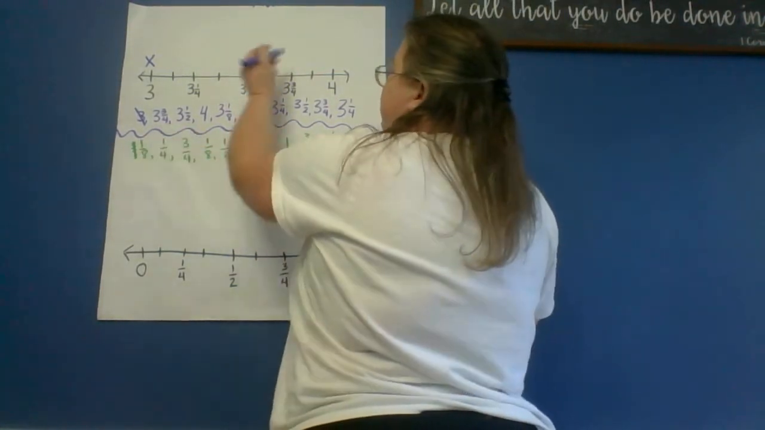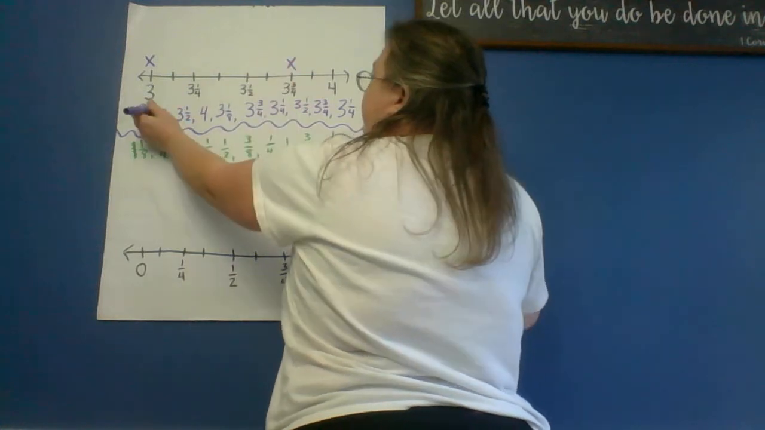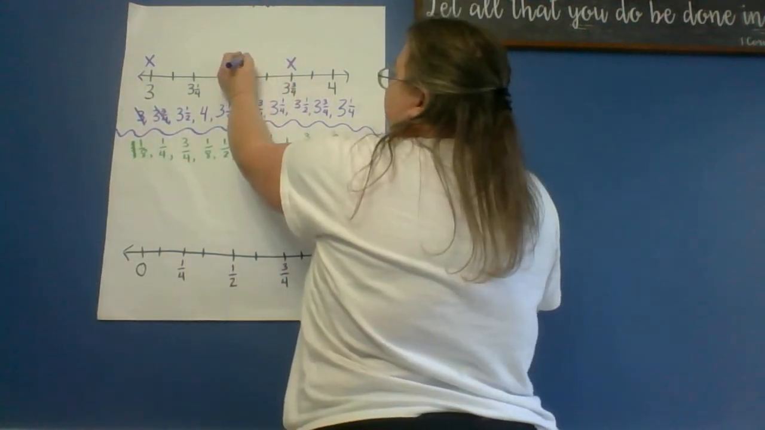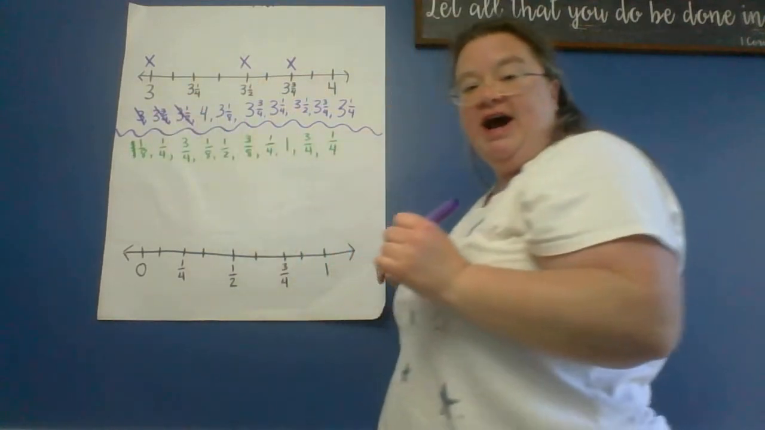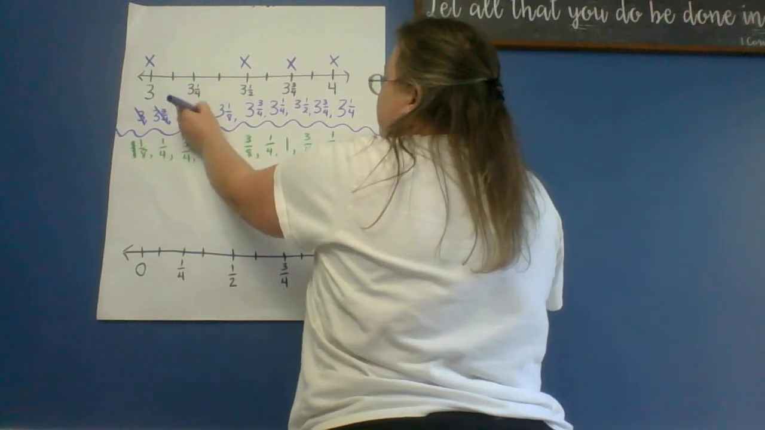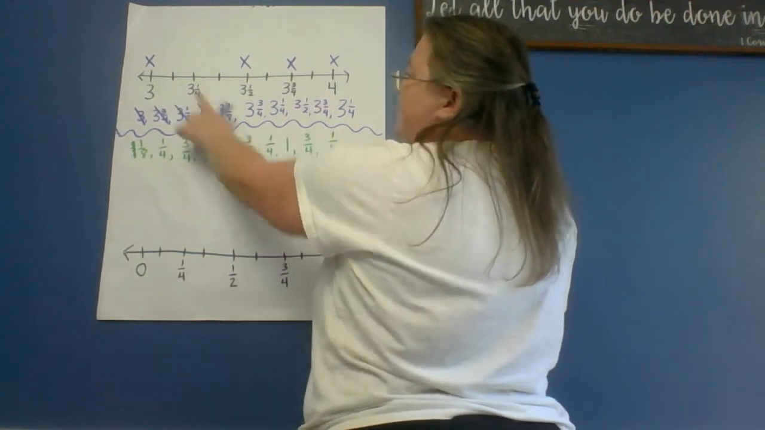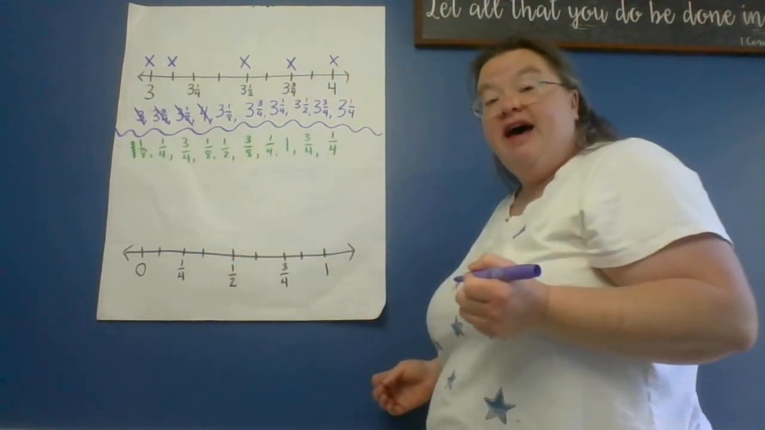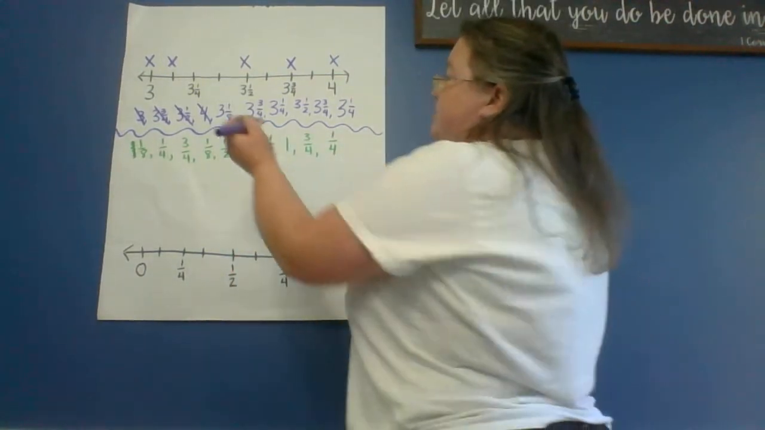3 and 3/4, put an x above that, mark it out. 3 and 1/2, mark it out. 4, okay, 3 and 1/8, remember that's right here. And if you wanted to label those, you could. If that helps you, that's certainly a good idea if you want to.